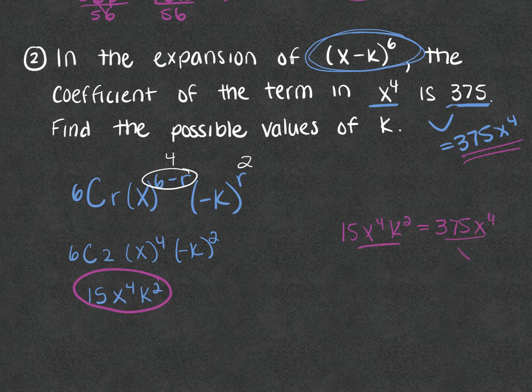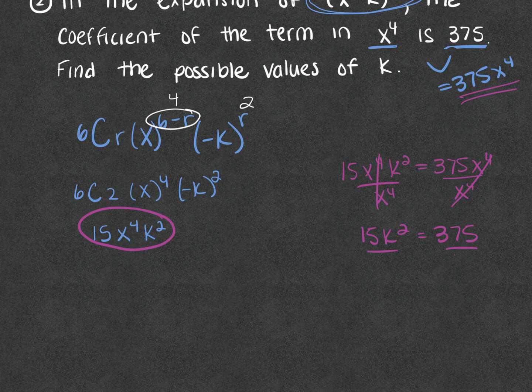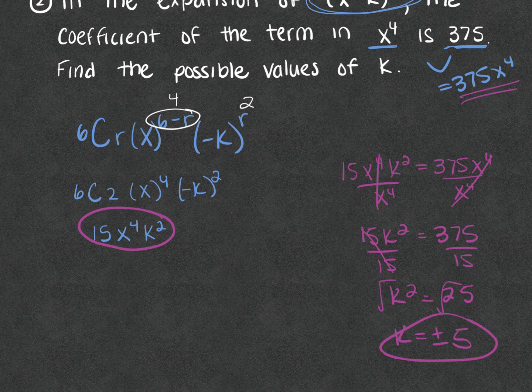We can divide by the x^4, not k^4. So 15k^2 equals 375. Divide by 15. k^2 equals 25. And then square root, and k equals plus or minus 5. Okay? And that's why it said possible values of k, because we're getting positive and negative, so we actually get two answers.